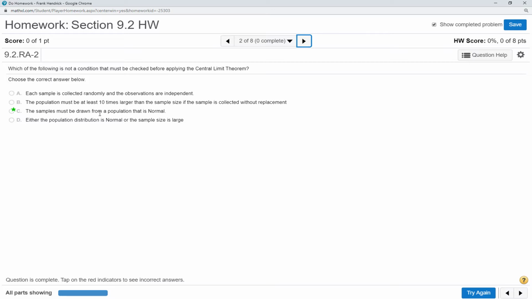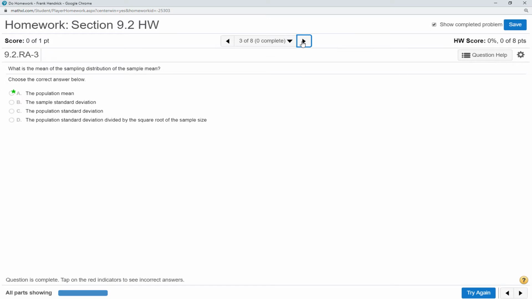The samples must be drawn from a population that is normal. What is the mean of the sampling distribution of the sample mean? The population mean.